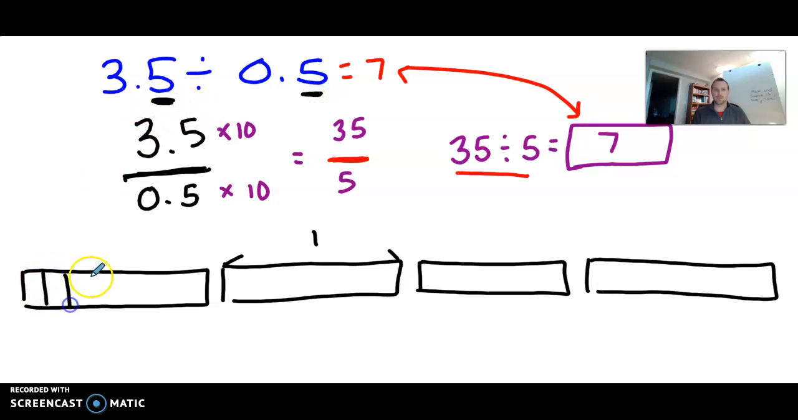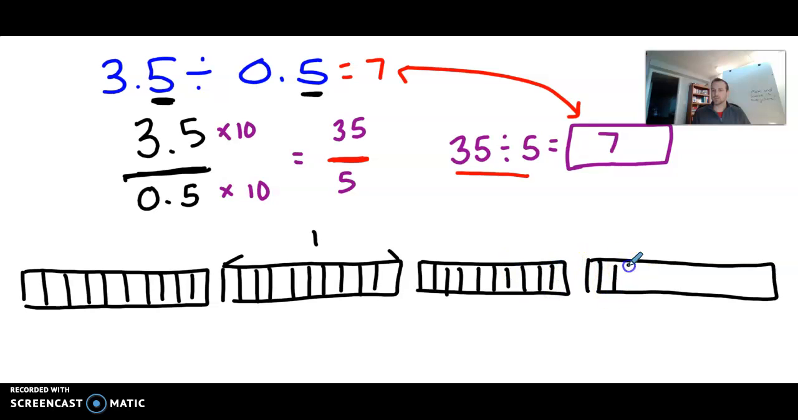So 1, 2, 3, 4, 5, 6, 7, 8, 9. Again, 1, 2, 3, 4, 5, 6, 7, 8, 9. And again, 1, 2, 3, 4, 5, 6, 7, 8, 9. And the last one, 1, 2, 3, 4, 5, 6, 7, 8, and 9.